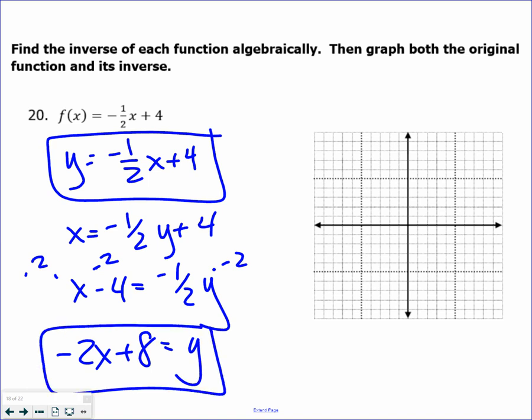And again, I should have probably switched colors there. But the original one crosses the y-axis at 4 with a slope of -0.5. The second one crosses the y-axis at 8 with a slope of -2. So the original and its inverse.